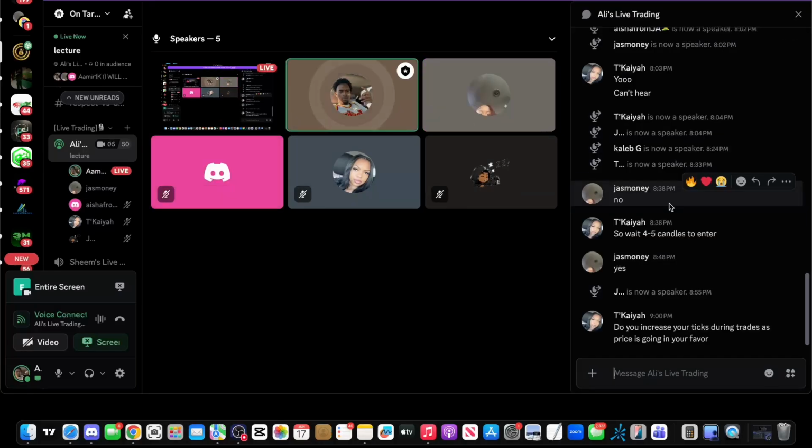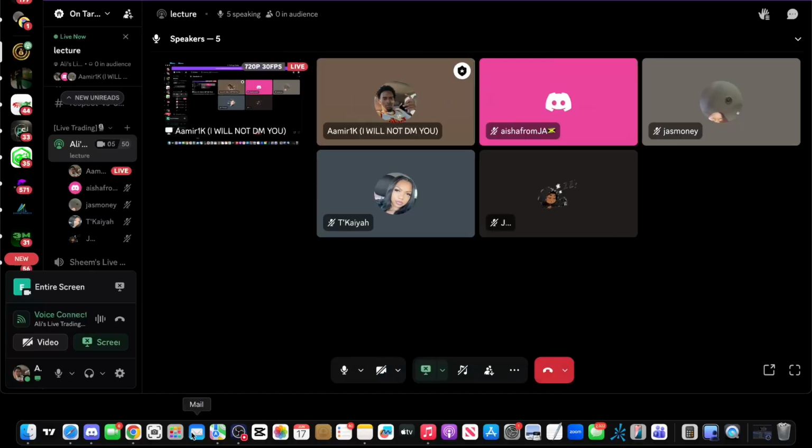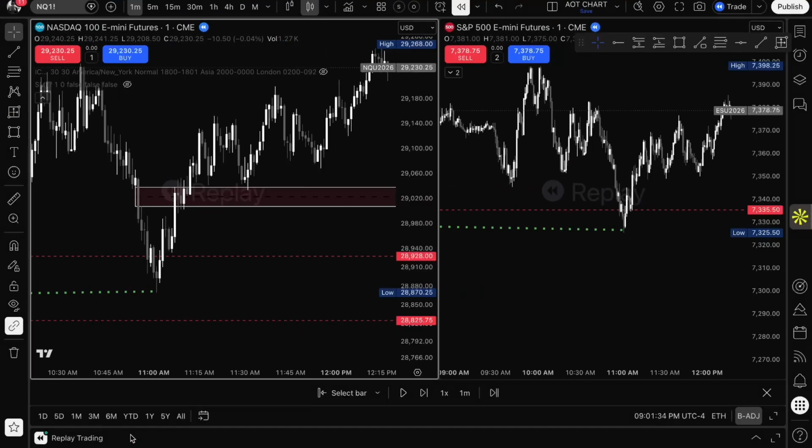Do you increase your ticks during trades as your price is going in your favor? You're saying, do I increase my position, like from 1 mini to 2? Oh, scaling. Do I scale into my trade? No, I don't do that, because I'm a scalp trader. As a scalp trader, I'm not in trades for that long. I'm in trades for a couple minutes and stuff like that.